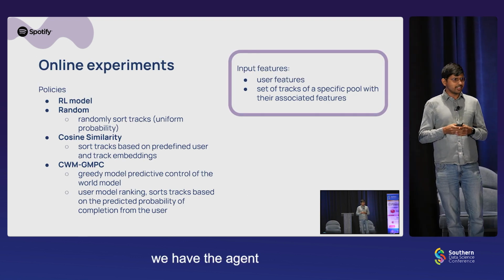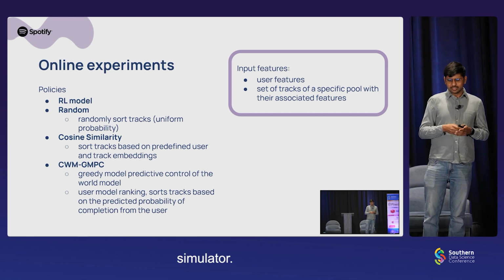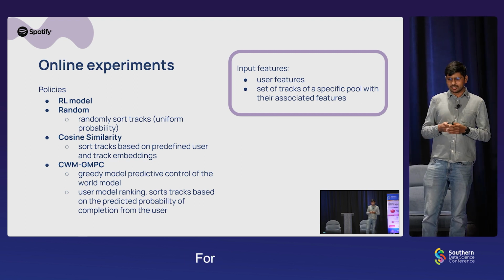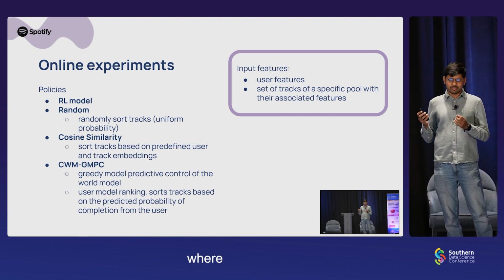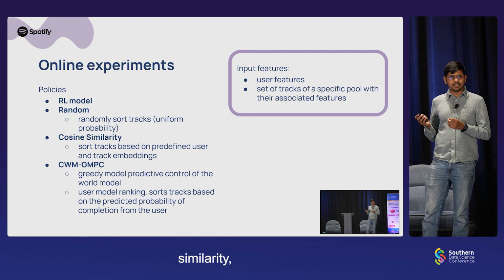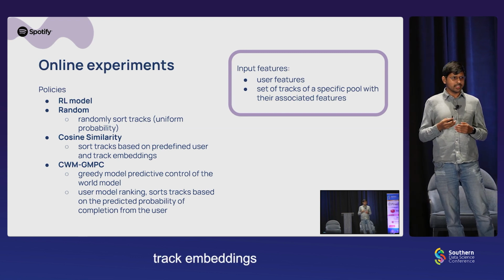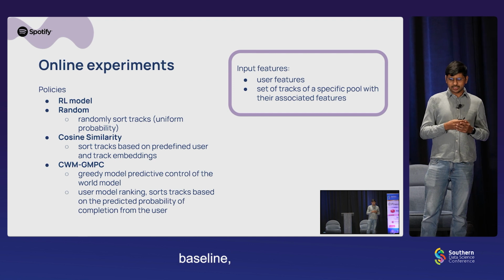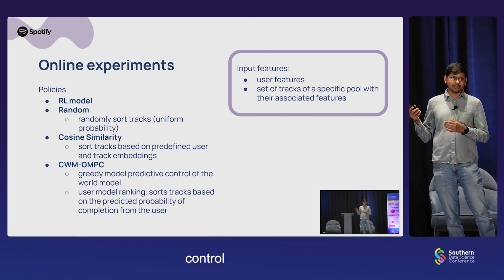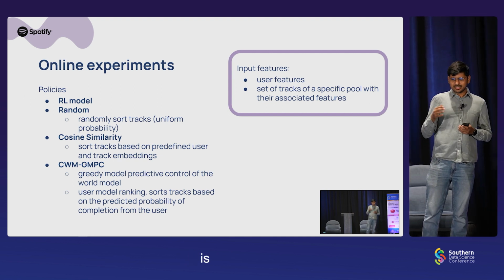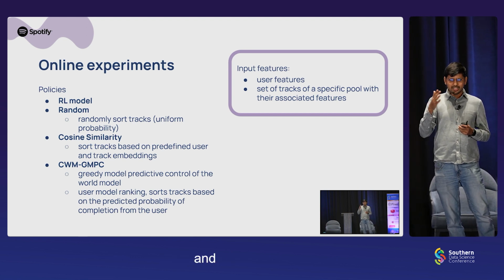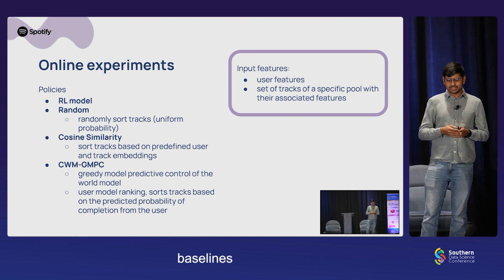Alright, at this point we have the agent and we have the simulator. So we were able to train the agent offline, and the next step is an online test. For the online test, we have a random policy where we randomly shuffle the tracks. Along with that, we have a second baseline called cosine similarity, which is based on pre-trained user and track embeddings. And finally, as the strongest baseline, we have the user model itself, which is deployed using a greedy model predictive control strategy, or GMPC, which is simply that we get the score for each user and track, we sort them and present them to the user. So we have 4 baselines.